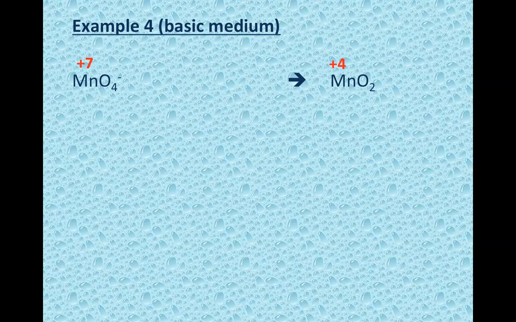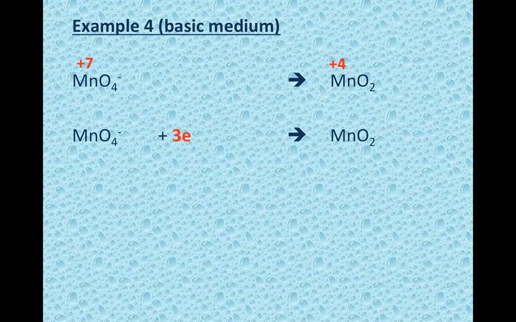It is balanced. Step 2, balance the oxidation state by adding electrons. So in order for Mn from the +7 oxidation state to finally become +4, it must accept 3 electrons. So we add 3 electrons to the left hand side. Okay, going on to step 3.